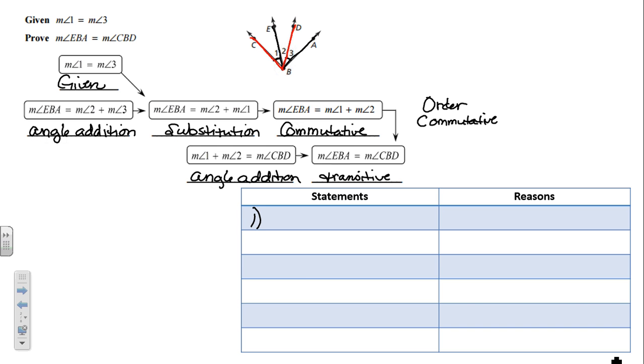All right, always first step is our given. If I write 3 correctly. And then what happened next? We used an angle addition property, right? We said measure of angle EBA is the measure of angle 2 and the measure of angle 3.